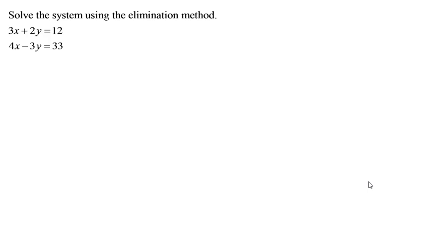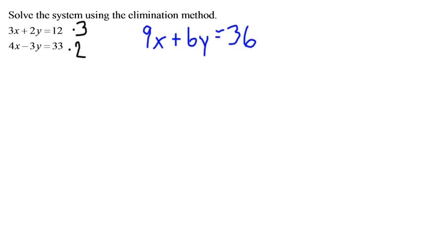If we look at 2 and negative 3, trying to find the least common multiple, which would be 6. For the first equation, I'm going to multiply that by 3, and in the second equation, I'm going to multiply that one by 2 to get both of the coefficients in front of y to be 6, one positive 6, one negative 6. So if we multiply the first equation by 3, that would give us 9x plus 6y equal to 36. If we multiply the second equation by 2, we would get 8x minus 6y equal to 66.